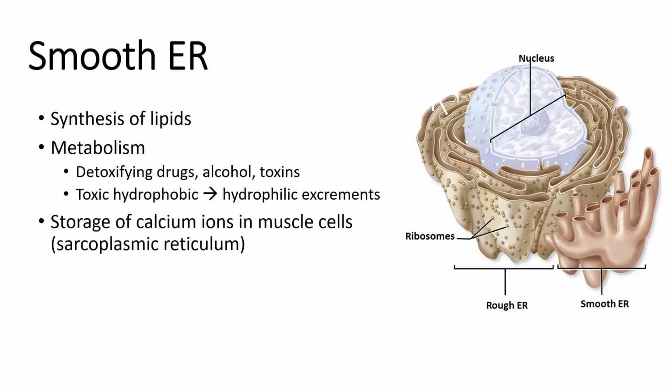We also have the storage of calcium ions in the muscle cells. In the muscle cells, it becomes a sarcoplasmic reticulum, and you release calcium in order to have the contraction occur, which will generate the movement that we see. For example, me speaking right now to you, moving my hands, walking around, whatever it may be. So the smooth ER, ER stands for endoplasmic reticulum.